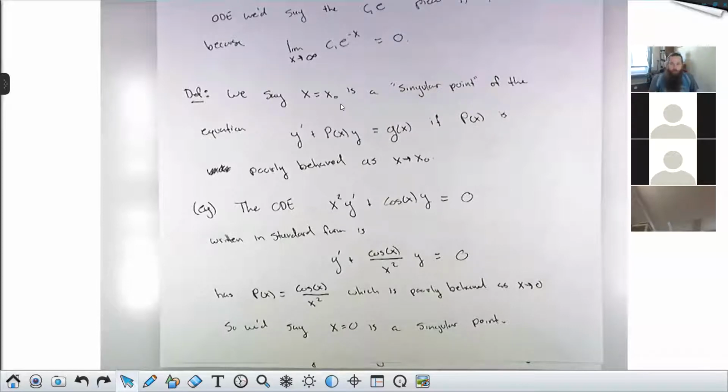So singular points you can recognize pretty early on. Transient solutions, you need to solve the differential equation before you can recognize them, because of course there are solutions. So that's enough talk. Let's go ahead and solve an equation.